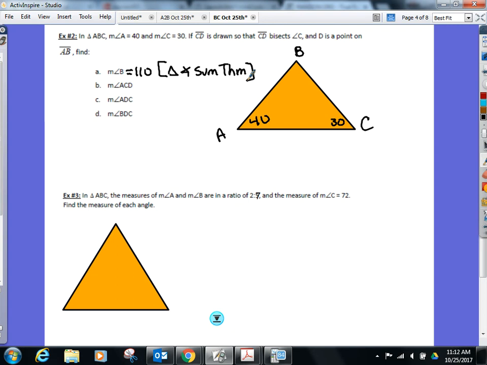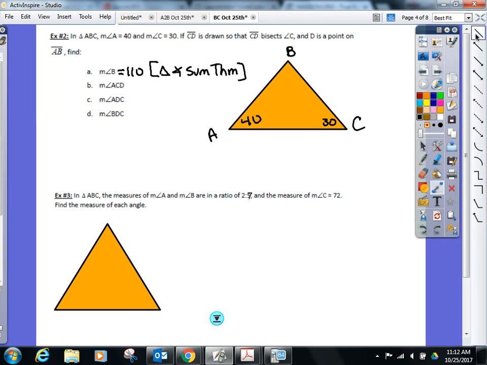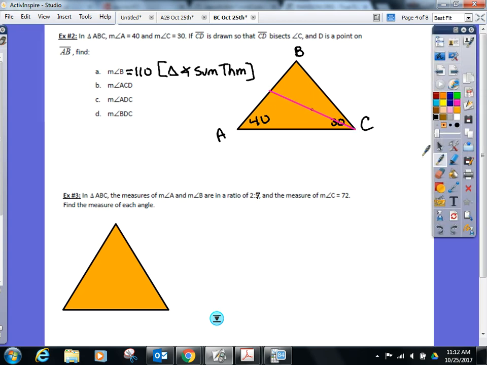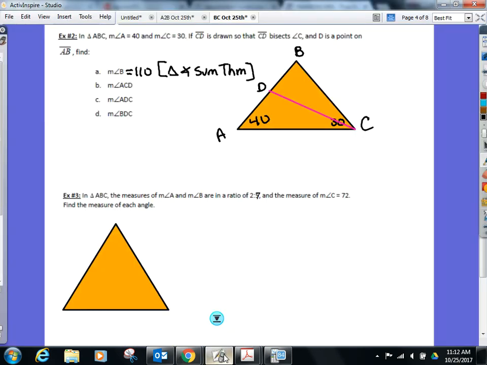Okay, let's read the rest of the problem. Everyone go ahead, draw in line segment CD, where D is a point on AB. D is some point on AB. And what's CD doing to angle C? Bisecting it, yes. Meaning what? What do we know about a bisector? What's a bisector do to an angle? Creates congruent angles.